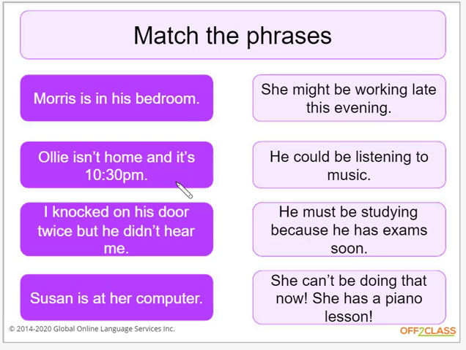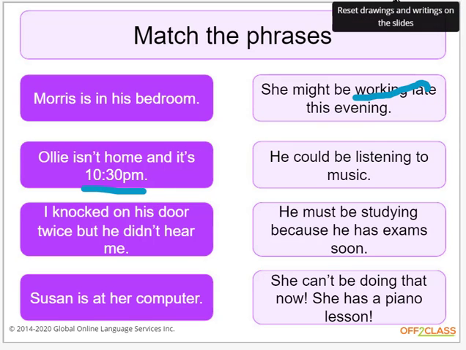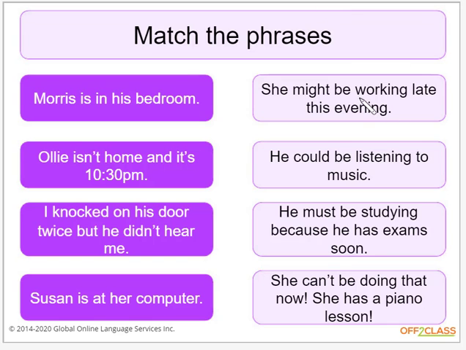So we're saying Ollie's a girl's name. She might be working late this evening, which makes sense with this one, right? So she might be working late because it's 10:30.